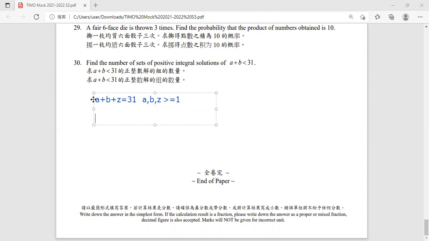So it reduces to the problem of question 28 or question 5. So the number of solutions will be equal to 30C2, which is 30 times 29 over 2 times 1, which is equal to 435. We just simplify this one.